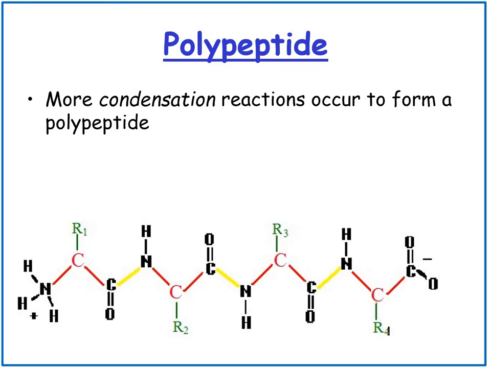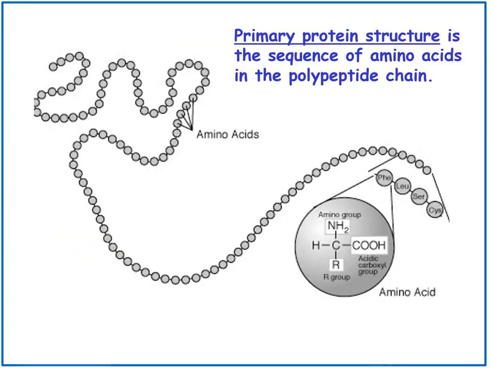So a polypeptide is multiple amino acids joined together by a condensation reaction. Lots more condensation reactions occur to form a polypeptide. So you get many peptide bonds, and remember, with condensation you get water molecules that are formed or released from the reaction. So the primary protein structure is literally the sequence of amino acids in the polypeptide chain.